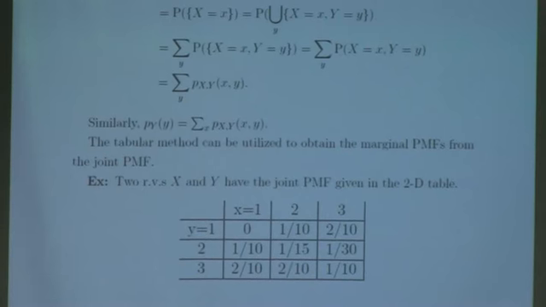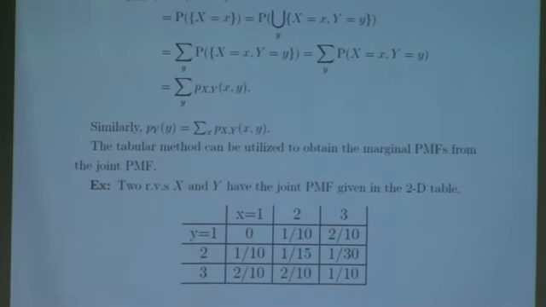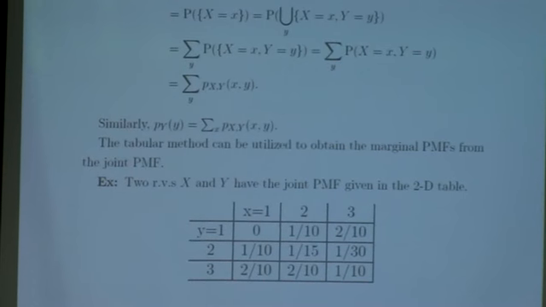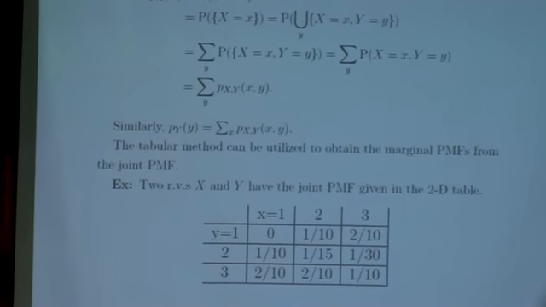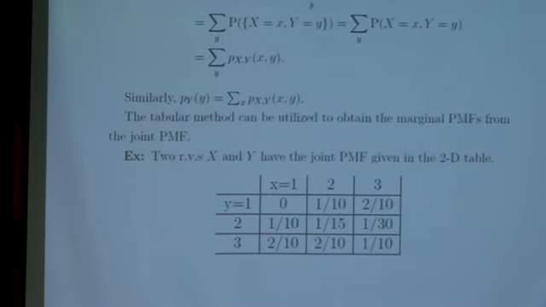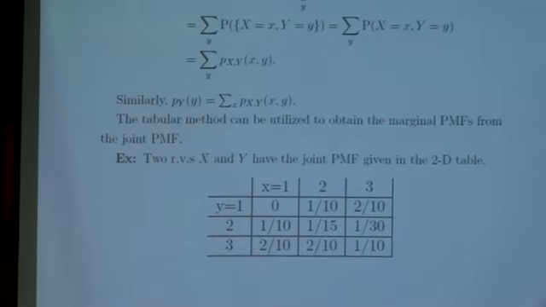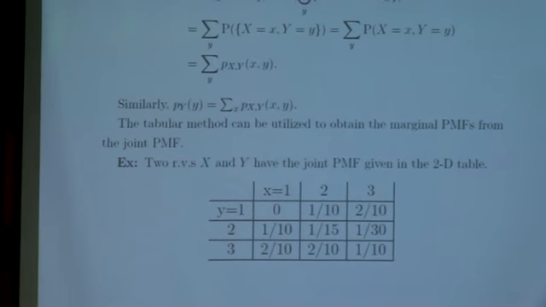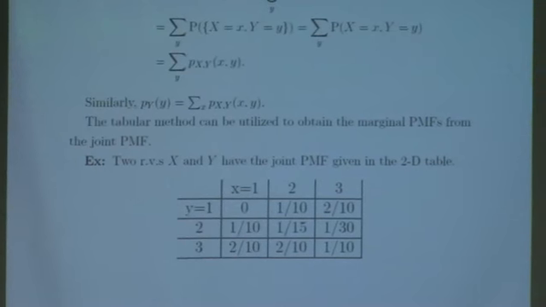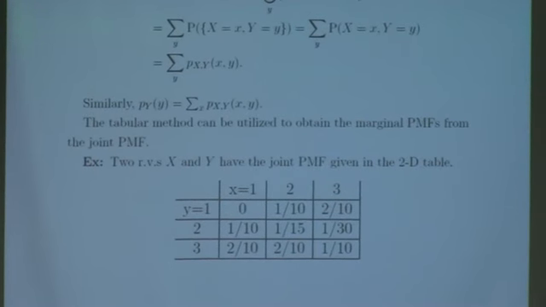Any questions about this? So now everybody knows what a PMF is. What does PMF stand for? Probability mass function. What's joint PMF? The joint probability mass function of two random variables. And how do we get from the joint to the marginal?